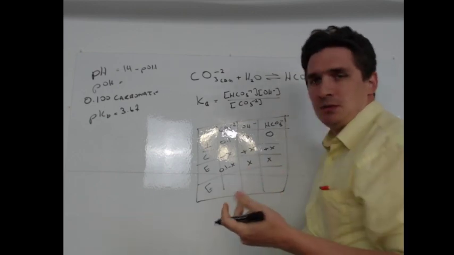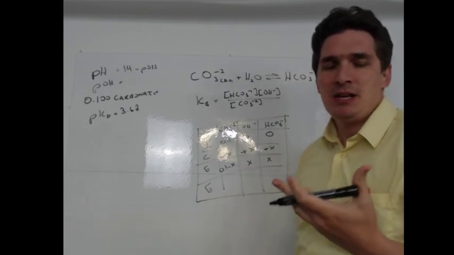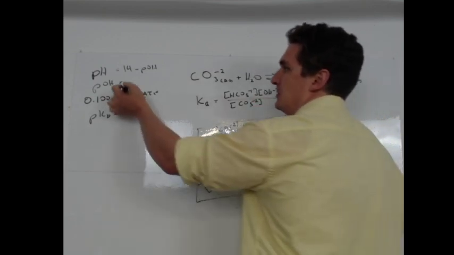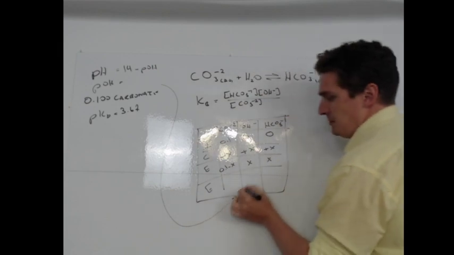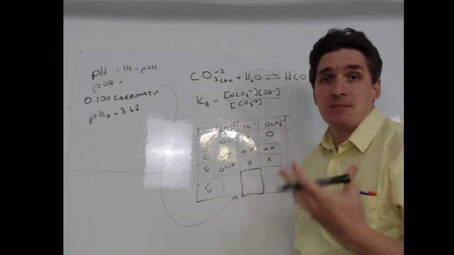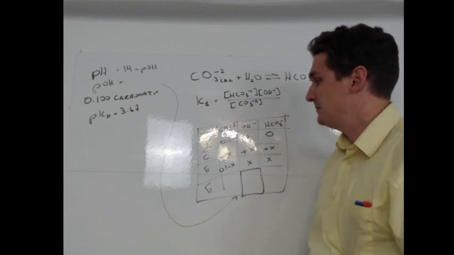And again, we're being asked for the pH, but with basic problems, the pH is what you get to in a roundabout way. For basic problems, you actually want to go for the pOH first. And our pOH is just going to be the negative log of our hydroxide concentration. This is the part of the IC table we're going to target.